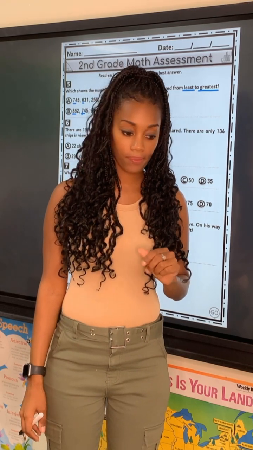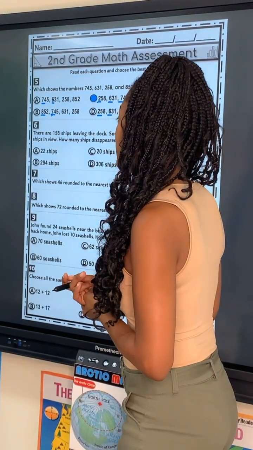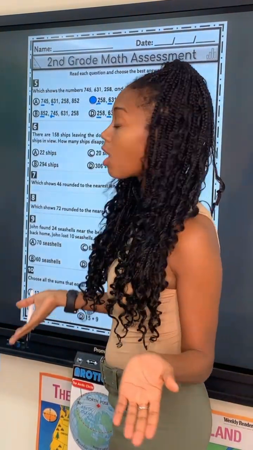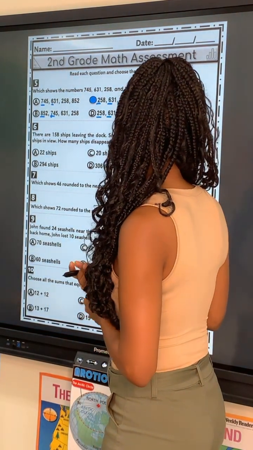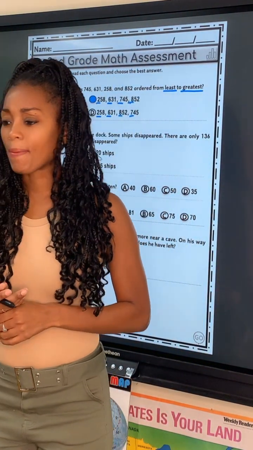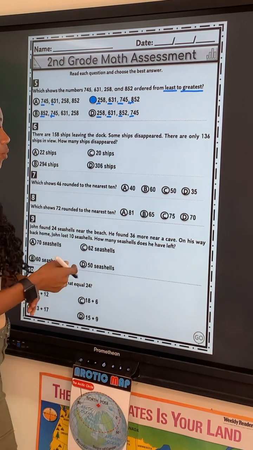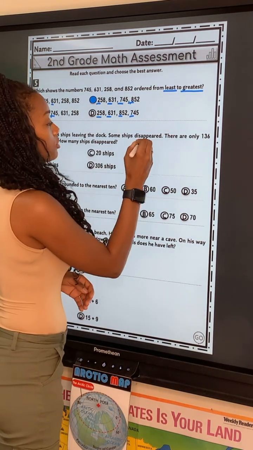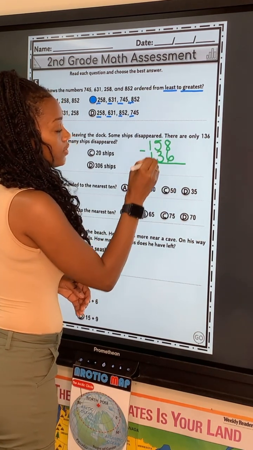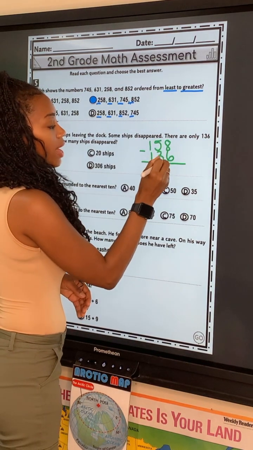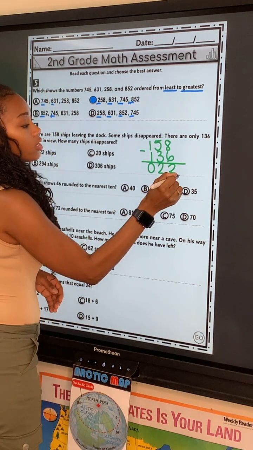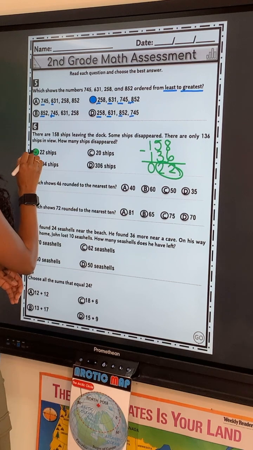Make sure you follow through and you take your time to make sure you get the correct answer, okay? Number 6 says, there are 158 ships leaving the dock. Some ships disappeared. That means they are gone. There are only 136 ships in view. How many ships disappeared? What type of operation would I use? I would use subtraction. And of course, in subtraction, we always start with the larger number. So 158 minus 136. 8 minus 6 is 2. 5 minus 3 is 2. And 1 minus 1 is 0. So my answer is 22.